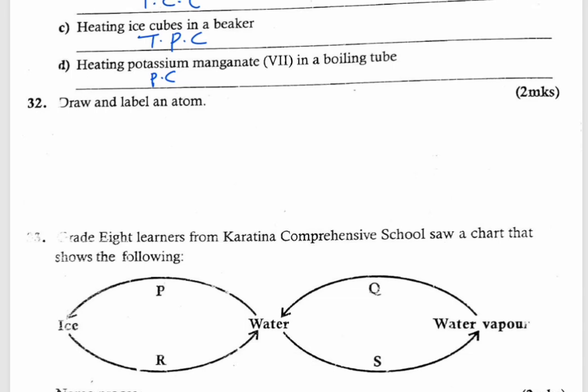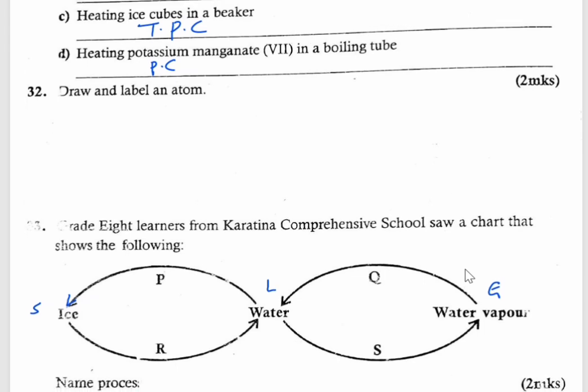Grade 8 learners from Karatina Comprehensive School saw a chart that shows the following. So here we have a chart. So you have ice, process P. So the arrow is going from water to ice. So the arrow is going forward. And then here we have water. Then here we have water vapor. So we can say ice is a solid, water is a liquid, and water vapor, we know it is a gas. So we're going to name these processes.